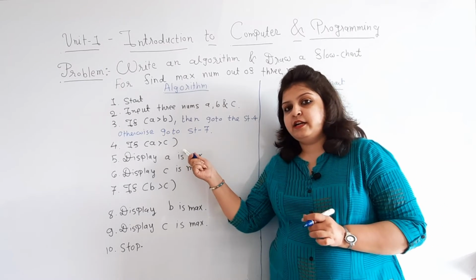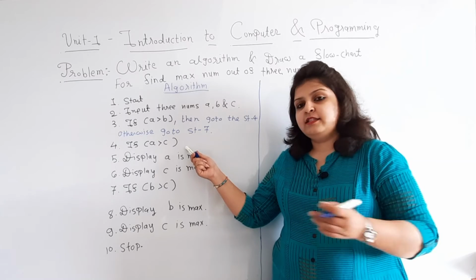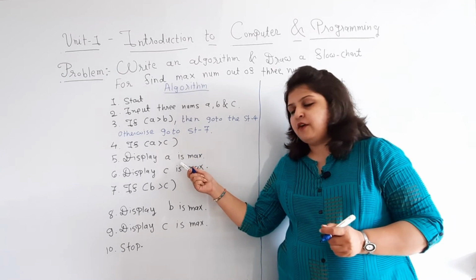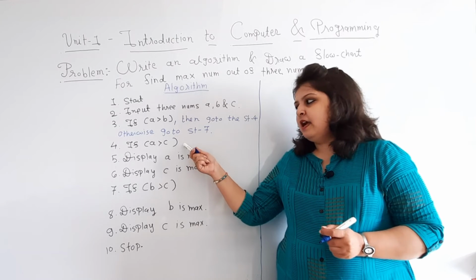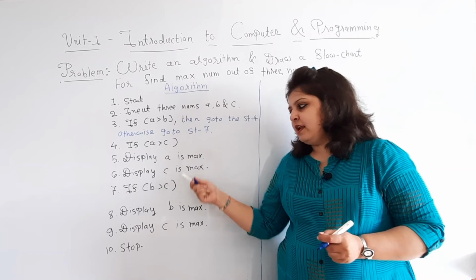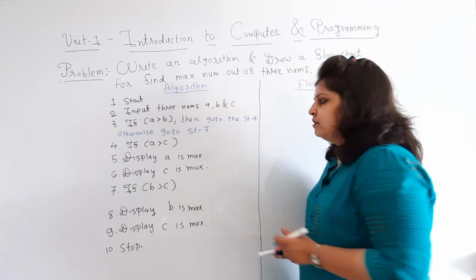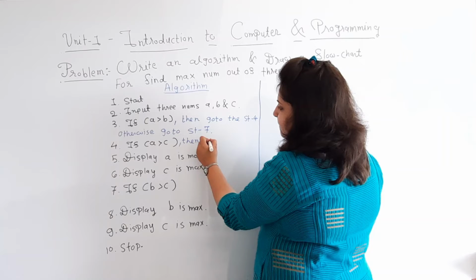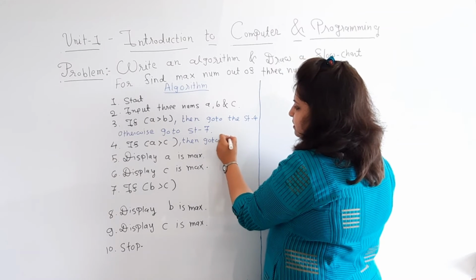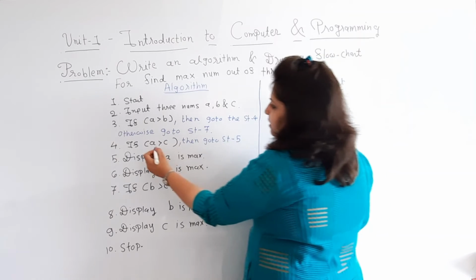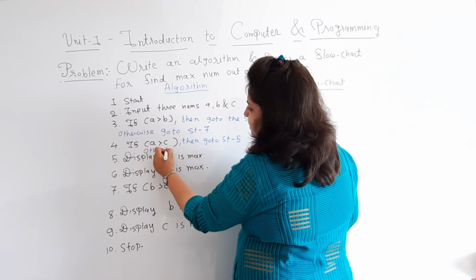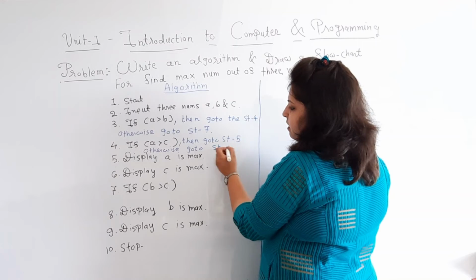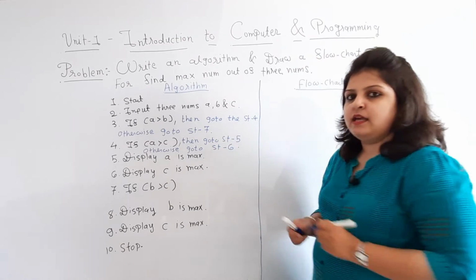Now here again is a condition. So again it has a true and false part. If this condition is true, then we have to execute statement number 5, and if this condition is false, then execute statement number 6. So here again we have to set the control, like then go to statement number 5, otherwise go to statement number 6.